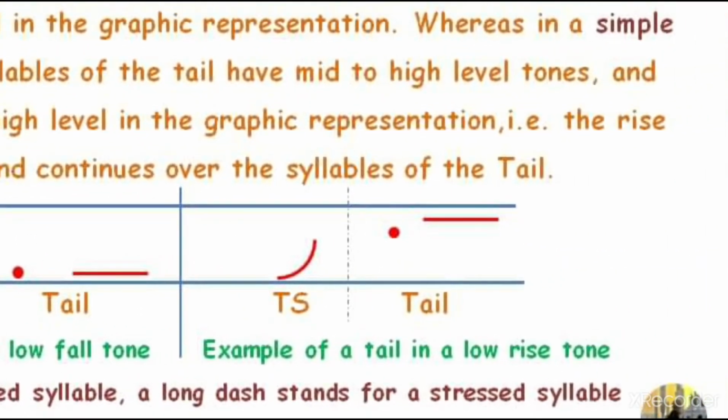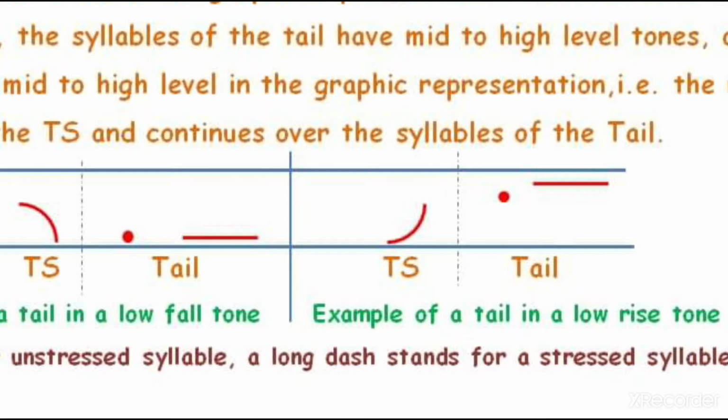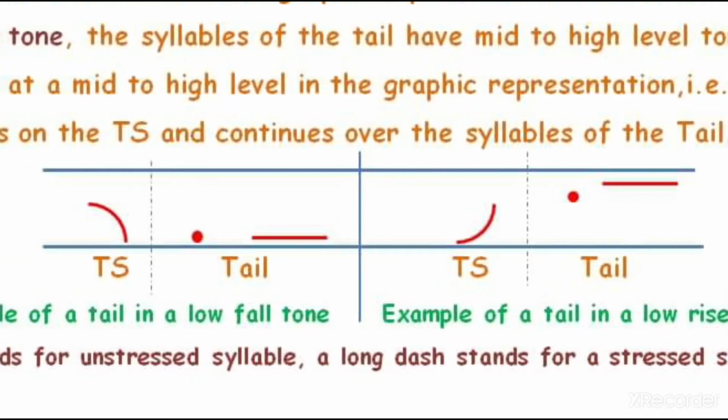However, when the TS or the tone is a rising tone, whether high rise or low rise, you notice here that the tail occurs from a mid to a high level. The dot here is at a mid level, and the syllables in the tail continue to rise till the last syllable. So they occur at mid to high levels. This is how we represent the tail in a graphic representation after a falling tone and after a rising tone.